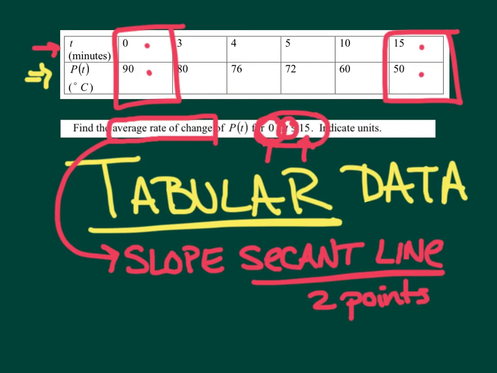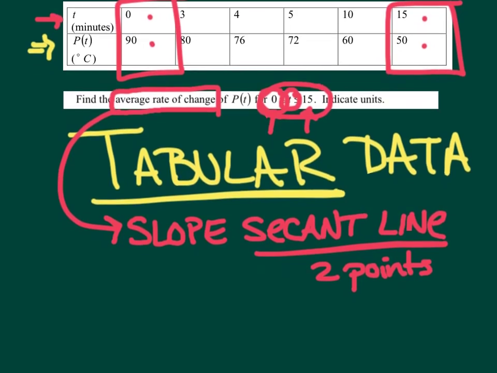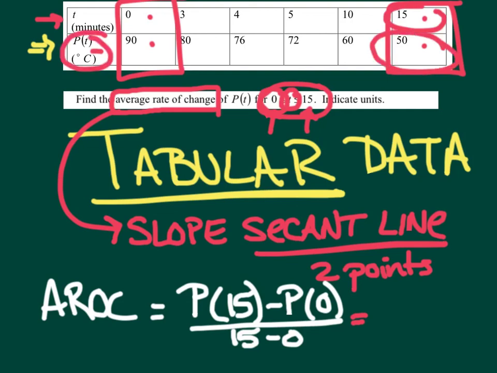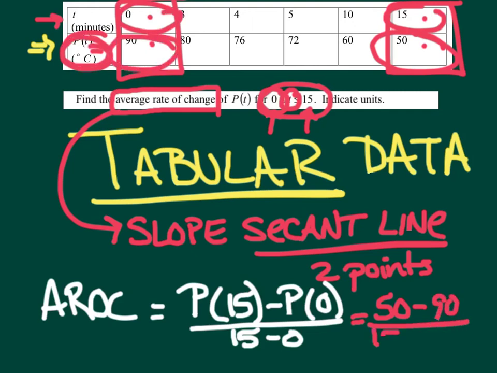So because this function was named p of t, I'm going to use p in my formula. And I'm going to say the average rate of change equals p of 15 minus p of 0 all over 15 minus 0. Okay, so it's f of b, one last time, f of b minus f of a over b minus a. And if I just read my table, p of 15, so when I plug 15 into p, I get 50. Minus, when I plug 0 into p, I get 90. All over 15 minus 0.